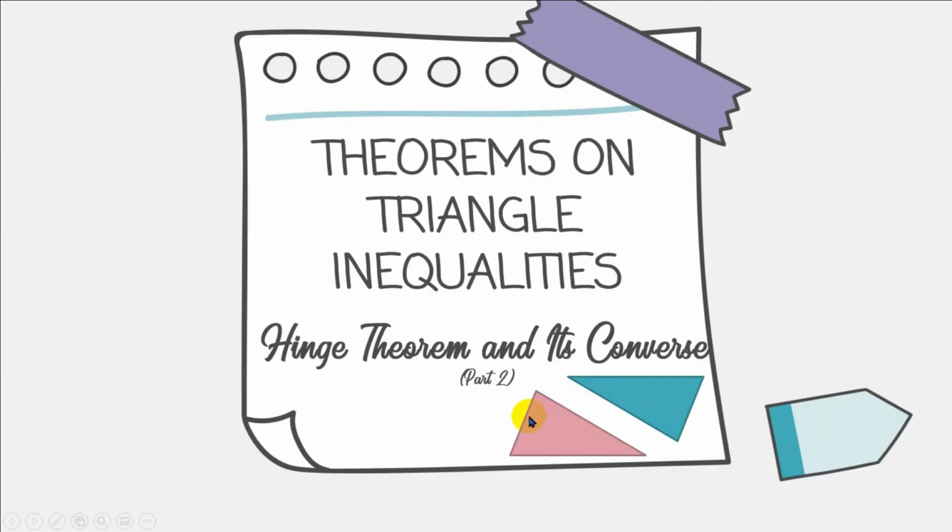Okay? So, that's all for this video. This is just the part 2 of the Hinge Theorem and its converse. And this is all about finding the range of the possible values of the variable for each triangle.